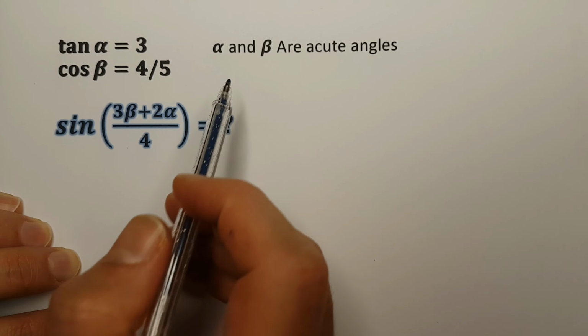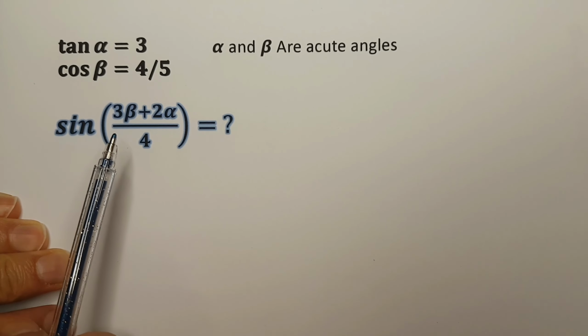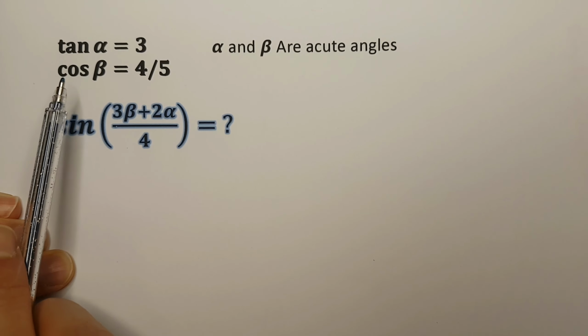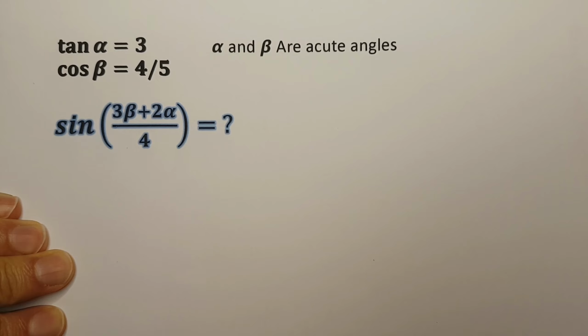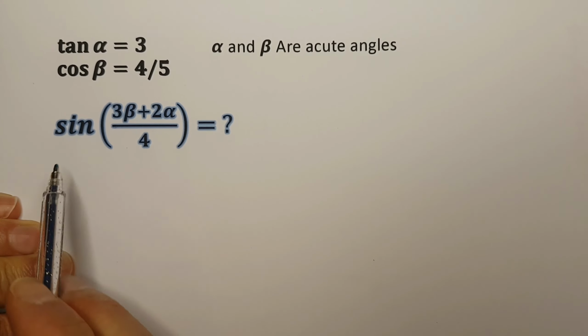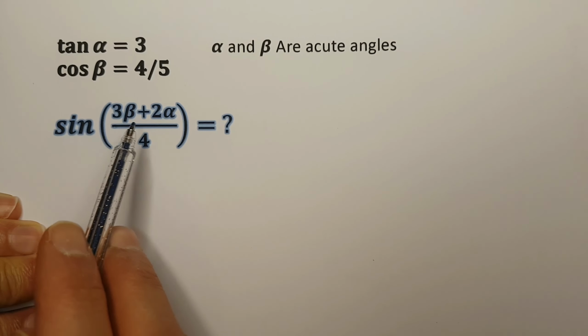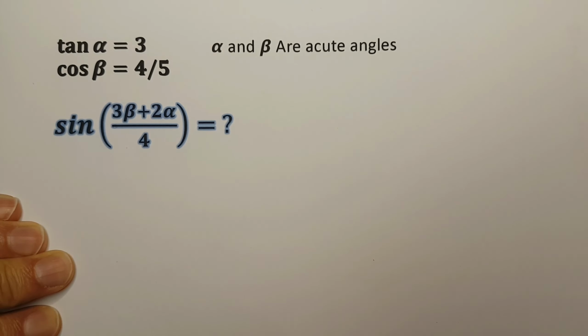Hello everyone! Alpha and beta are acute angles such that tangent of alpha is equal to 3 and cosine of beta is given by 4 over 5. Then what will be the sine of (3 beta plus 2 alpha) over 4? This is kind of a hard question, but it has a very nice trick to it.